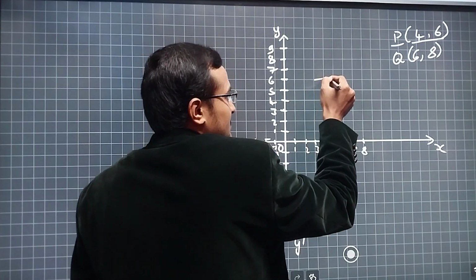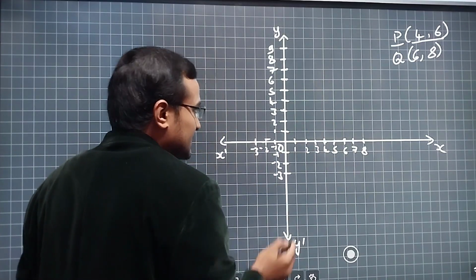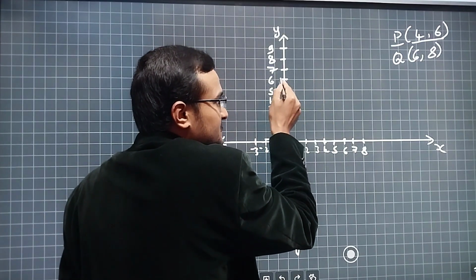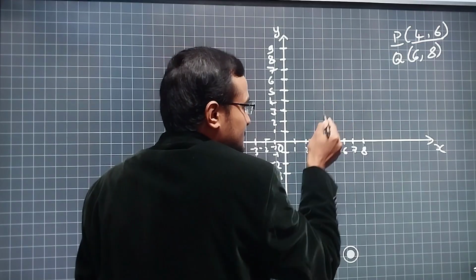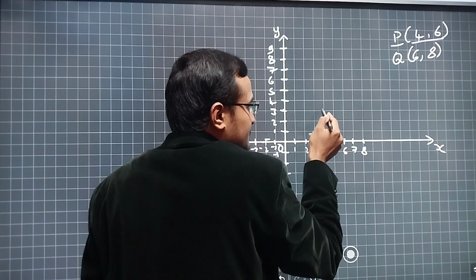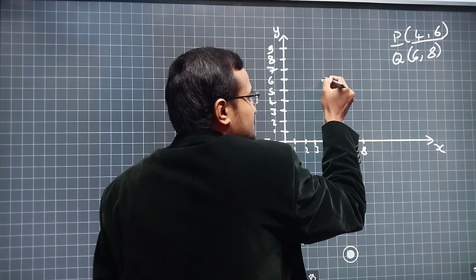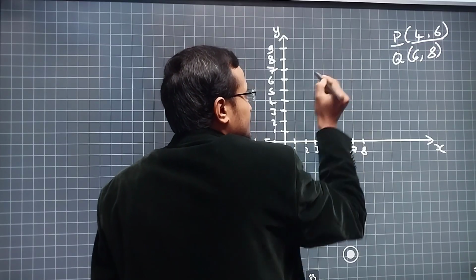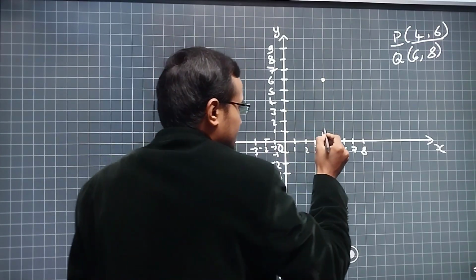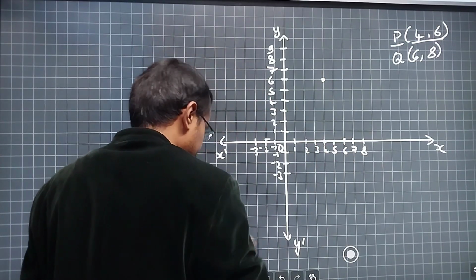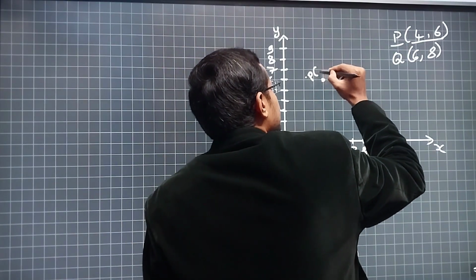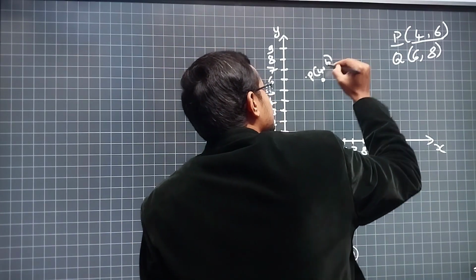So if you draw a perpendicular line, you can follow the grid lines which are there in the background like this. So this perpendicular line is going like this, and the perpendicular line from 4 is coming like this. So this will be the point P. So here we have got the point P. So this is P of 4, 6.